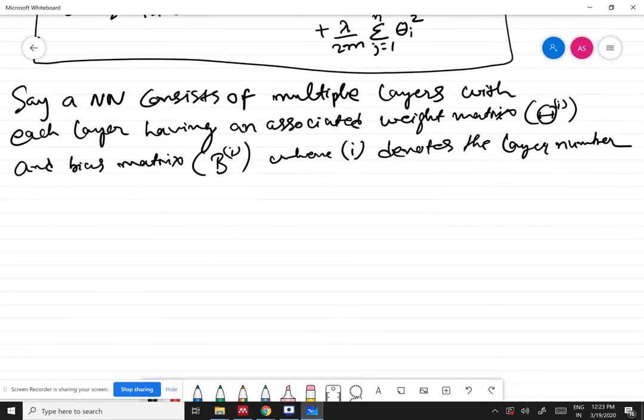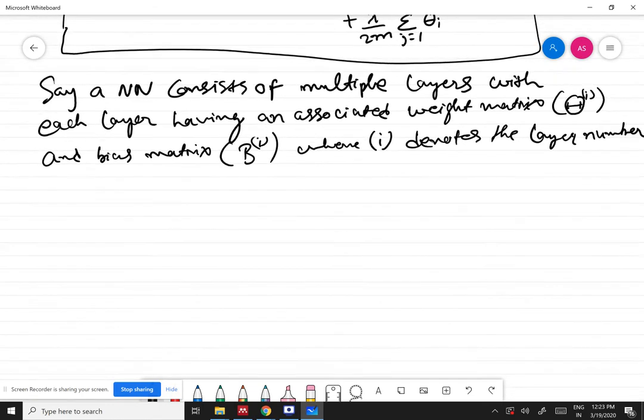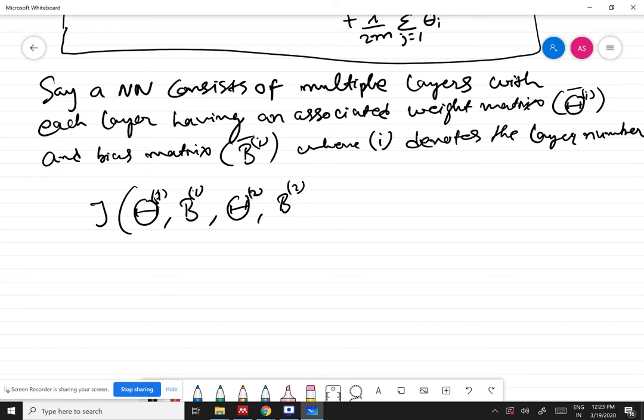Okay, so the loss function here can be represented as J of theta 1 comma b1, theta 2 comma b2. These are complete vectors, layer by layer vectors, so I'm not writing them out. Theta 2 vector, b2 vector, dot dot dot up to theta L comma bL vector. So this is the overall functional representation of the error function for the full neural network. This we have already represented.